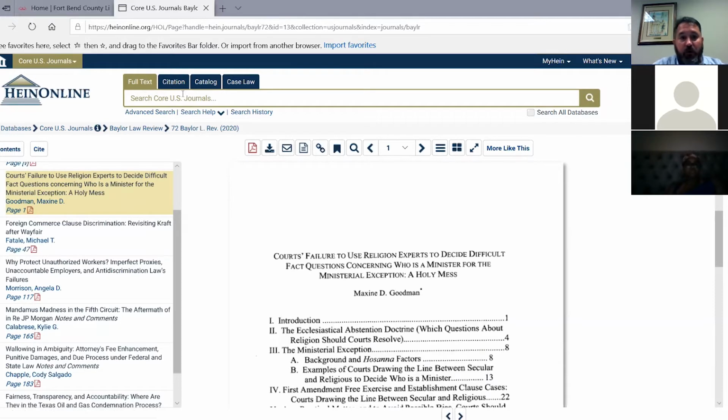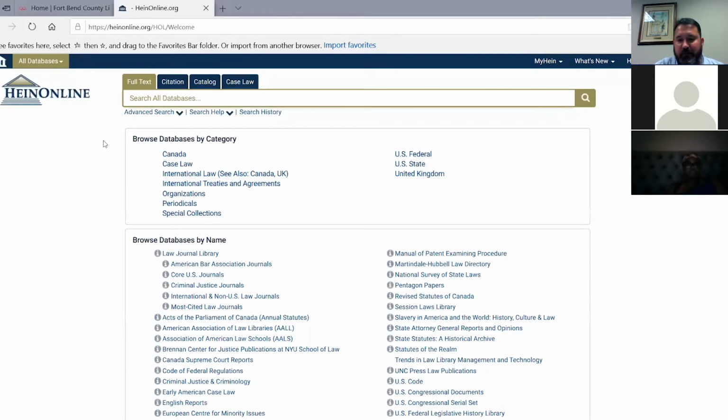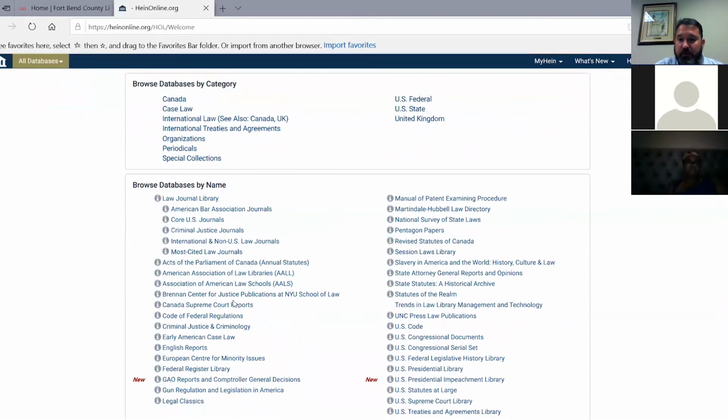You could search within all those core U.S. journals, or you could search in the Baylor Law Review as well to narrow your search. Like I said, if you want to look up the North Carolina Law Review Journal or California or whatever, it's got pretty strong coverage across the entire United States, going back many years. So that's something that would be common to both Lexis and Westlaw.